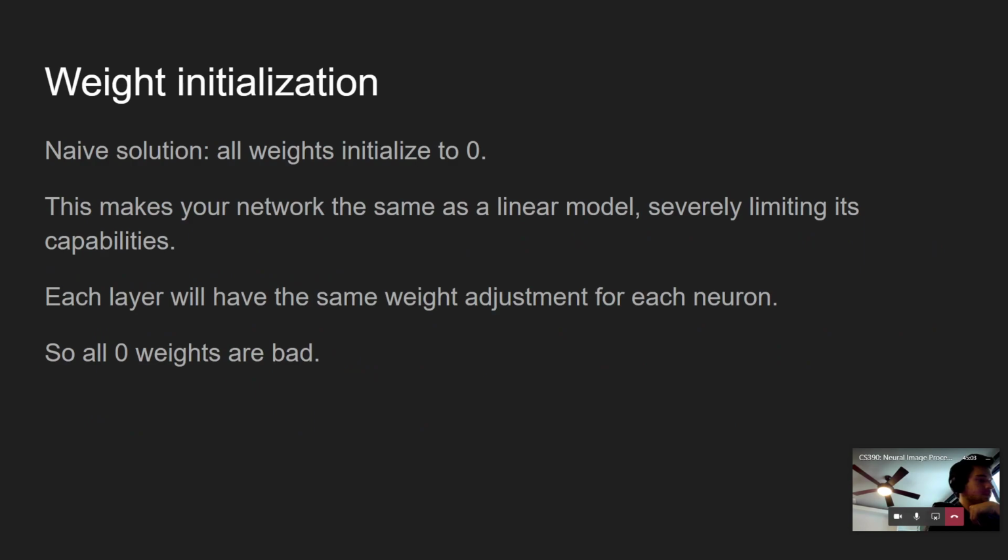Weight initializations. This is fun. So why don't we initialize all the weights to 0? Why don't we just say that it's just going to be a big 0 matrix? Well, if you do that, your neural network's basically going to act as a linear model.